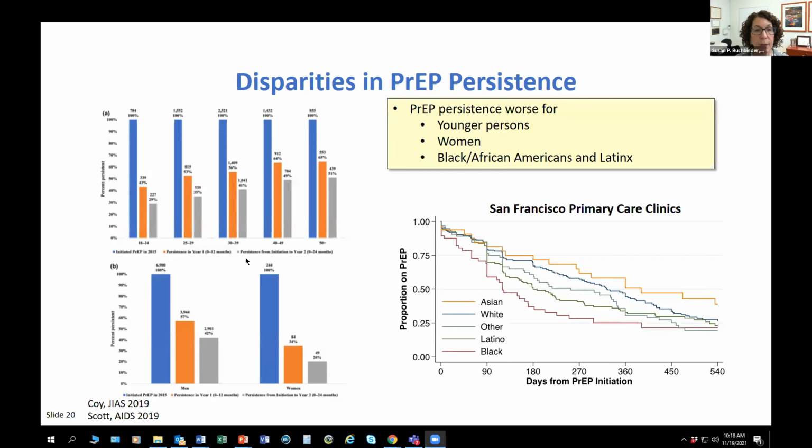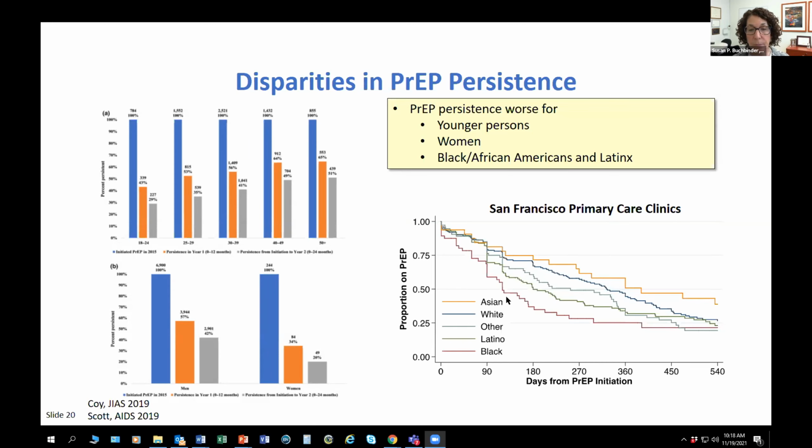And in particular, we have room to move because we've got disparities in PrEP persistence. So on the left are national data. The blue bars are the proportion who started PrEP, so we started 100%. Then the proportion who stayed on PrEP in orange at 1 year and in gray at 2 years. And what you can see is that the drop-off is particularly precipitous for the youngest age groups, and it gets better as you get to older age groups.